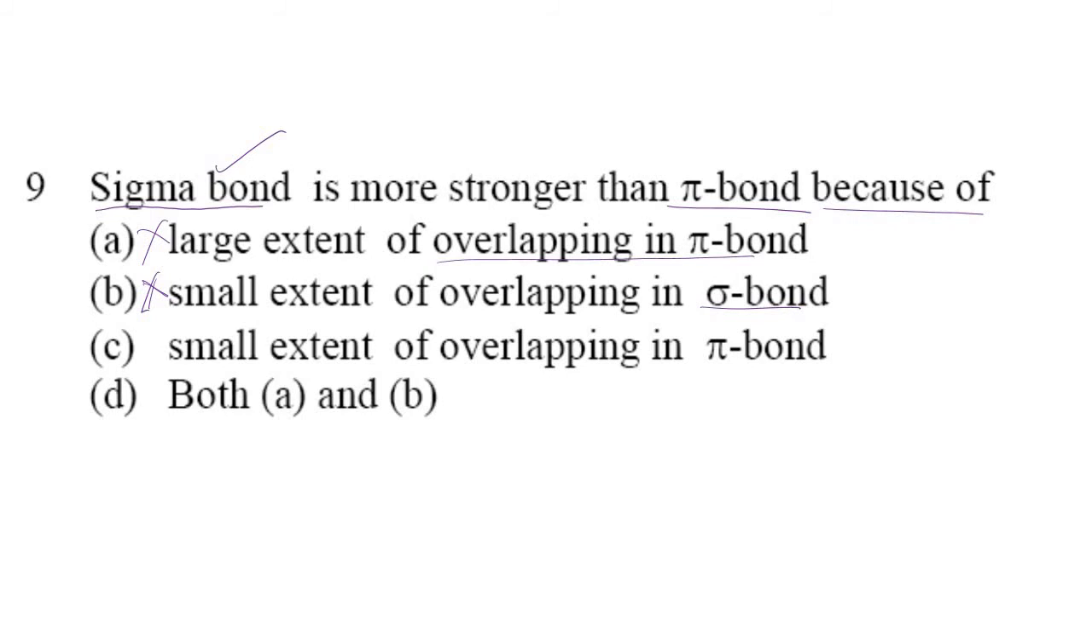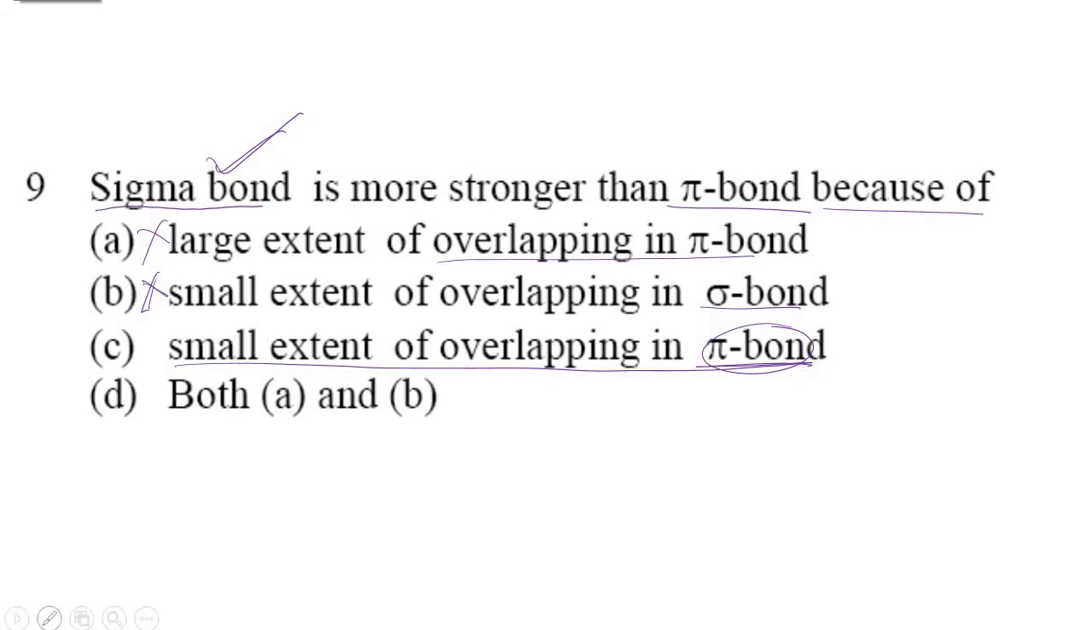Next, go for the next option, small extent of overlapping in the case of a pi bond. So this is the correct option. Extent of overlapping in pi bond is small, and we know that it is always small. For that reason, if a small extent of overlapping in pi bond is there, then it is a weak bond. It absolutely means that sigma bond is a stronger bond. Is it clear now?